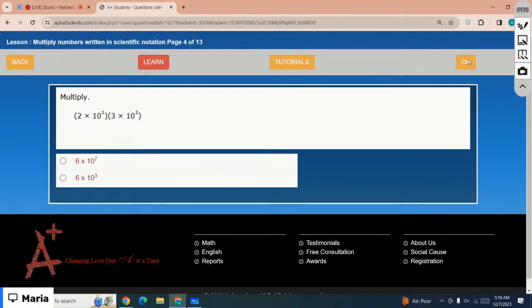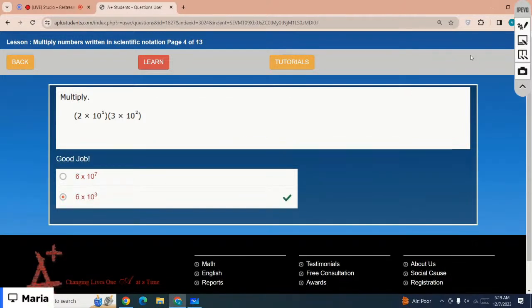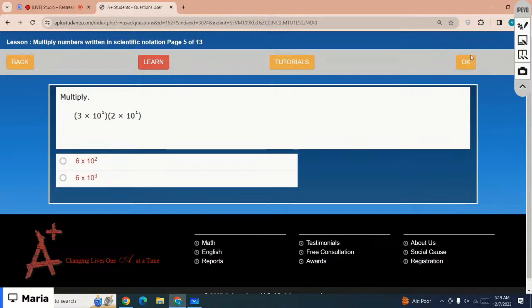Yes, the correct option is 6 times 10 exponent 3. Option number 2 is the correct option, right? Okay, the next one is multiply 3 times 10 exponent 1 and 2 times 10 exponent 1. So which is the correct option?